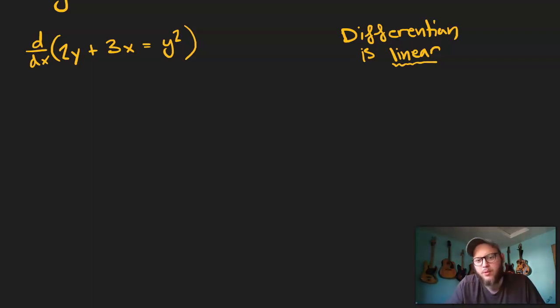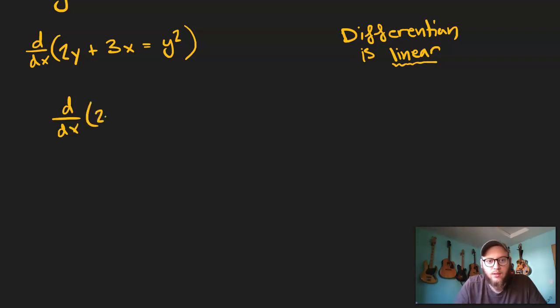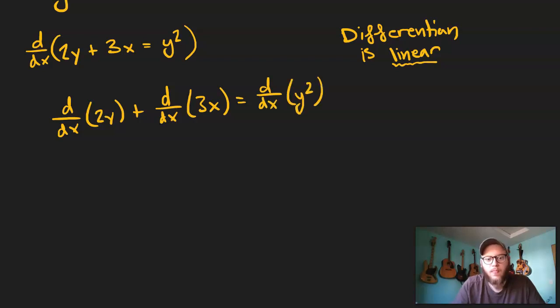Now, linearity is a property that we won't get into anywhere in this class, but it is interesting to note that a lot of calculus operators happen to be linear. So what we can now do is distribute this d dx to each of these terms. So we get d dx of 2y plus d dx of 3x equals d dx of y squared. Now here's where things start to get interesting.